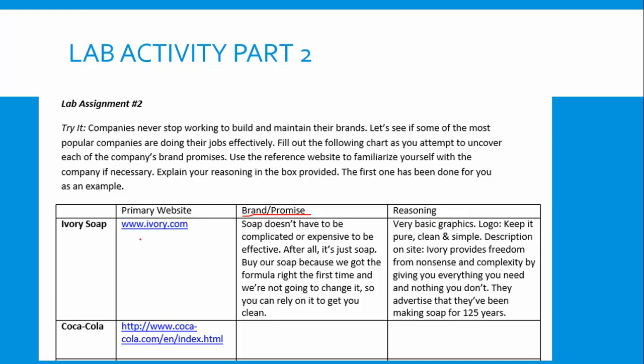So for example, Ivory soap. The soap doesn't have to be complicated or expensive. After all, it's just soap. Buy our soap because we got the formula right the first time and we're not changing it, so you can rely on it to get you clean. So that's their brand promise.